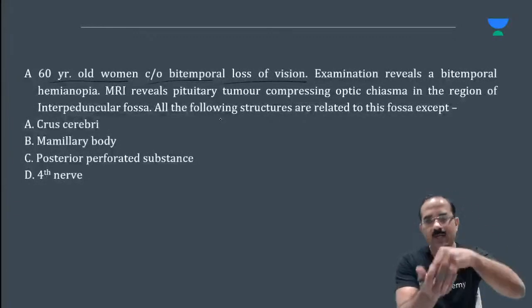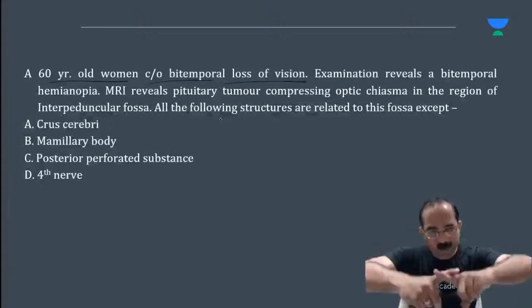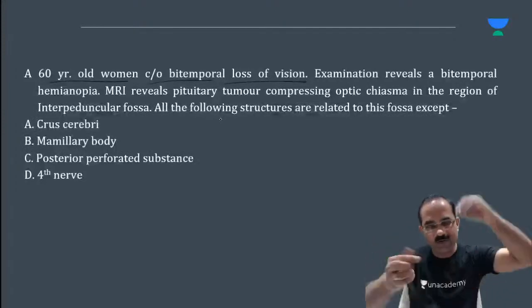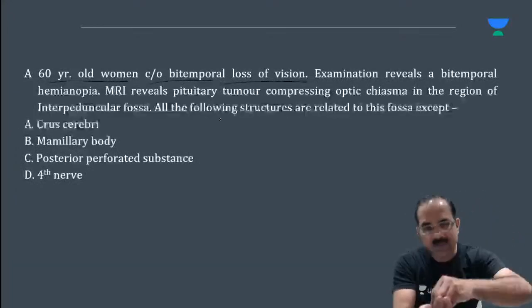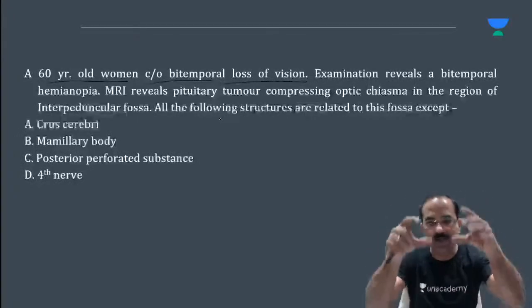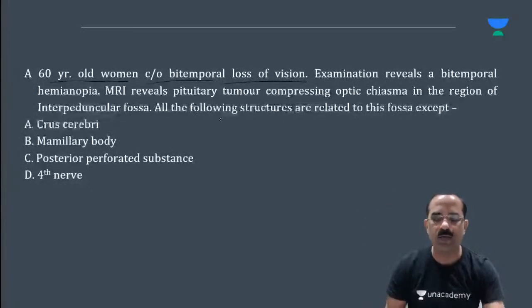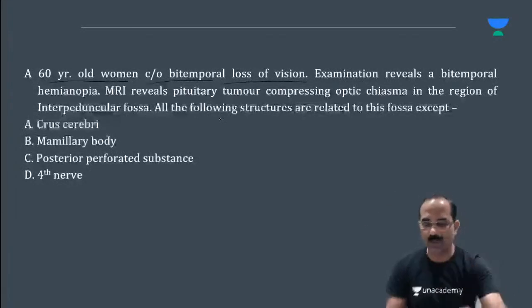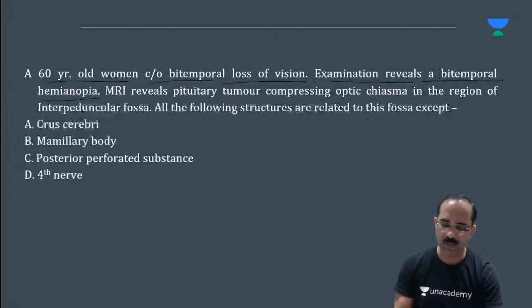The center of the optic chiasma where the fibers are going to cross. The nasal fibers जहाँ पे cross होता है ना, nasal fibers where they cross, if there's a tumor of the pituitary gland and if the tumor is compressing the nasal fibers and the optic chiasma, the person is going to get what? A bitemporal hemianopia. Okay. Examination reveals a bitemporal hemianopia.